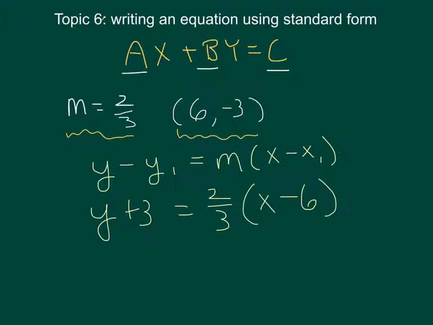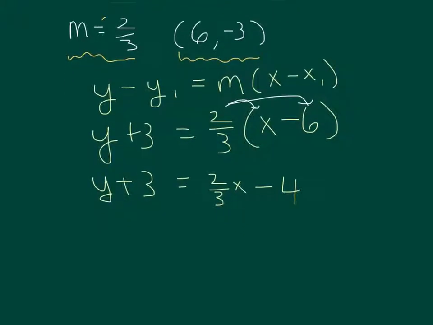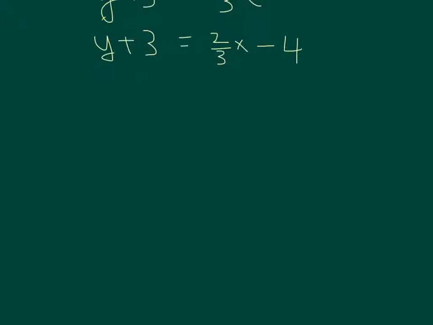So first I'm going to distribute. I'm going to get it into y equals mx plus b form because I know how to do it from there. So we've got 2/3 x minus 4. If you forget how to multiply fractions, go back to, I think, topic 3 and just remember or relearn it. And we have y plus 3 on the left side. Now, from this point, I'm going to subtract 3 from both sides, and I'm going to end up with y equals 2/3 x minus 7.